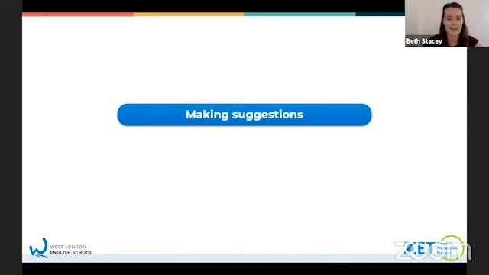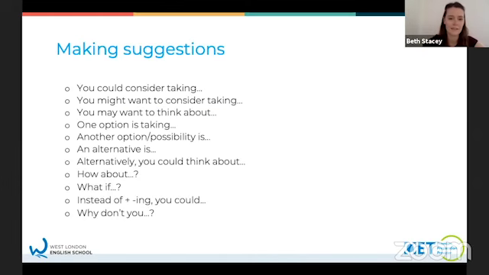And we've got some language here for making suggestions. So you could consider taking, or you might want to consider taking. You may want to think about. One option is taking. Another possibility is, an alternative is, alternatively, you could think about, how about, what if instead of you could, why don't you?